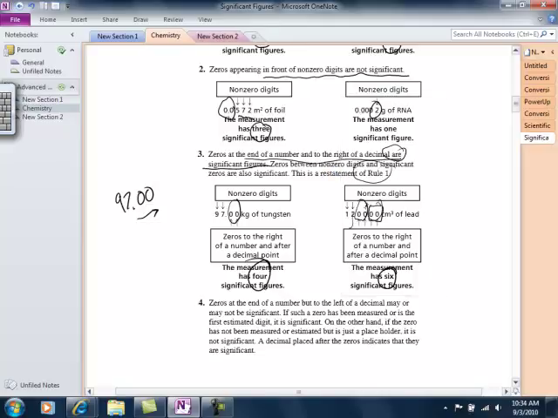Okay, and then here's the caveat. Zeros at the end of a number but to the left of a decimal may or may not be significant, which is the situation we just talked about. If such a zero has been measured or is the first estimated digit, it is significant. On the other hand, if it hasn't been measured and it's just a placeholder, it's not significant. For this exercise, you're going to assume they're significant. Just assume they were measured, because those 2 in the middle may or may not be, depending on whether you actually measured them.